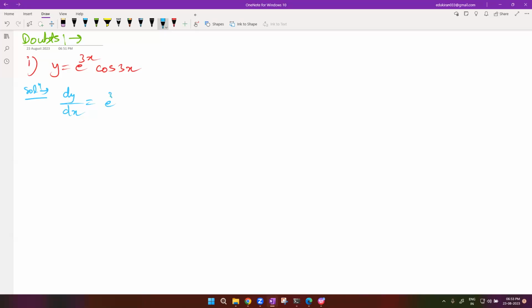So e to the power 3x will be e to the power 3x first, into 3x will be 3, right? I mean, this is not just e to the power x. This is e to the power 3x, right? So we have to apply chain rule. So while applying chain rule, e to the power 3x will be e to the power 3x into 3, so that will go to e to the power 6x. Okay.